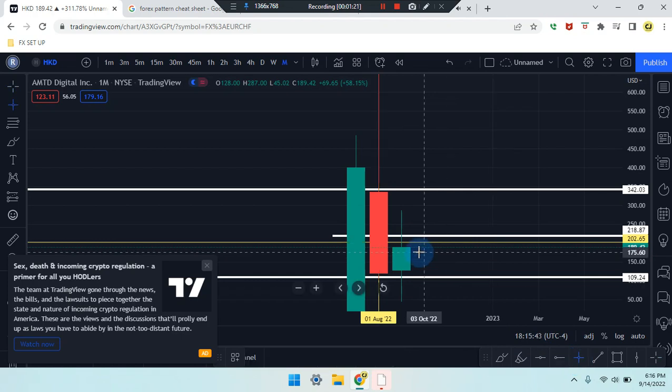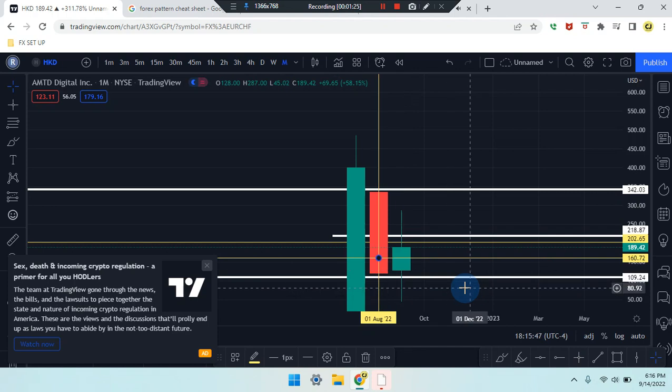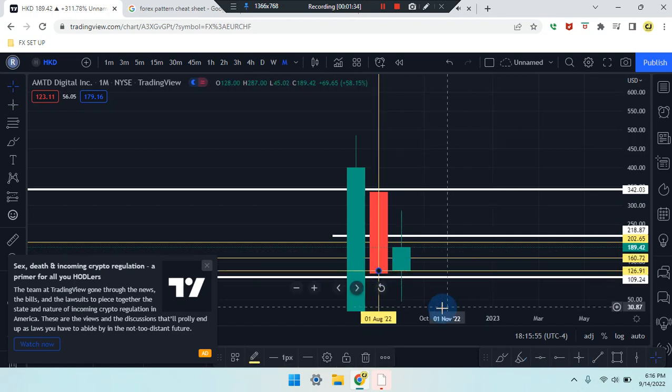202.65. And if price works its way down from that area here, it can break the middle of that second price action midpoint, which will be at 160.72. And then it can head down to the area numbers of 126.91.